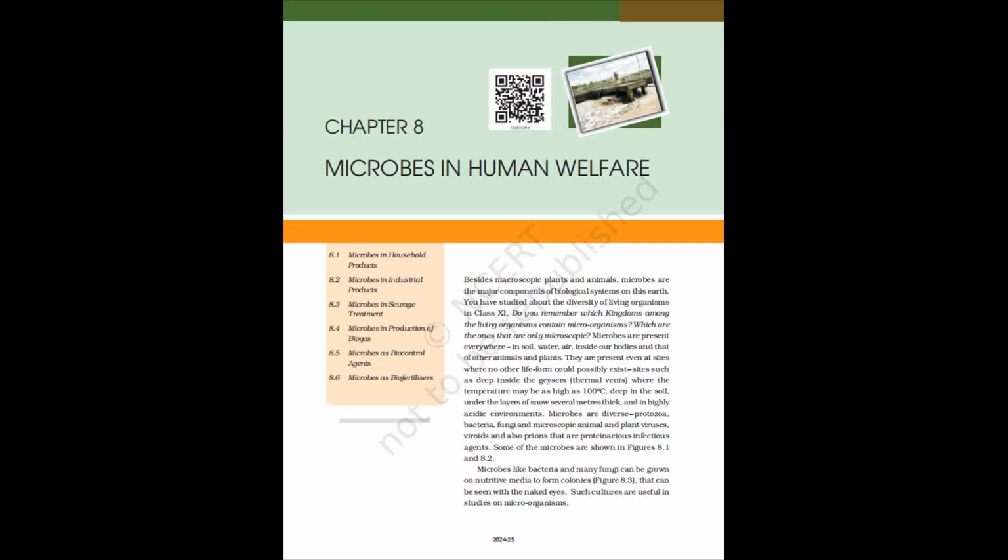For example, the large holes in Swiss cheese are due to production of a large amount of CO2 by a bacterium named Propionibacterium sharmanii. The Roquefort cheese are ripened by growing a specific fungi on them, which gives them a particular flavor. 8.2 Microbes in Industrial Products.